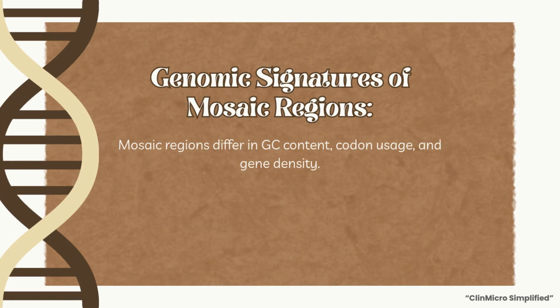Scientists identify mosaic DNA by comparing base composition and gene patterns. If a region has a different GC percentage or unusual codon preference, it strongly suggests horizontal acquisition. Flanking insertion sequences or integrase genes further support this. Such signatures are textbook indicators used in microbial genomics.